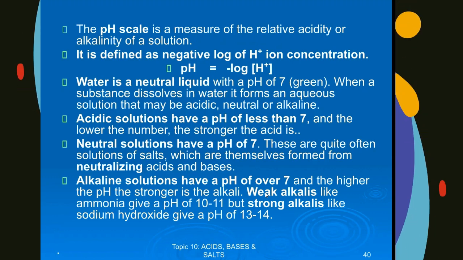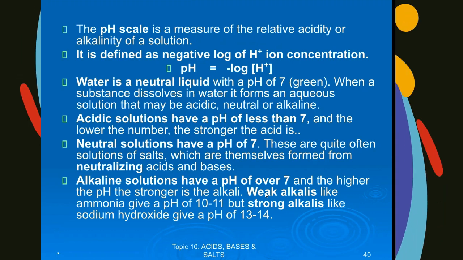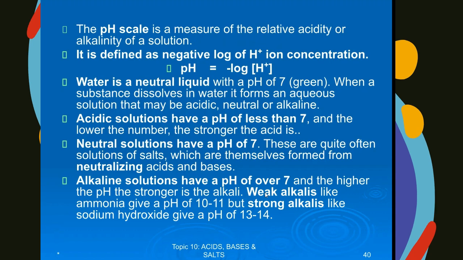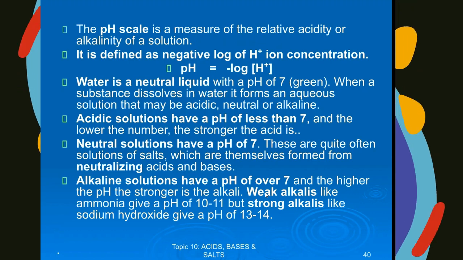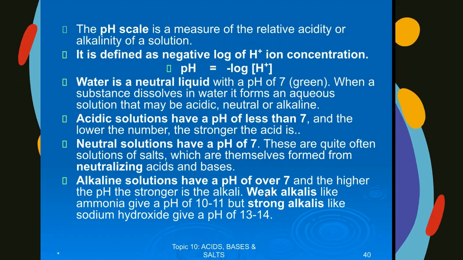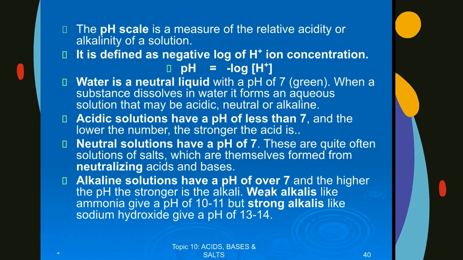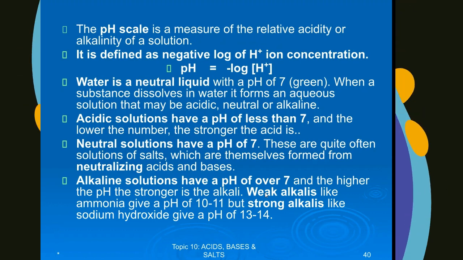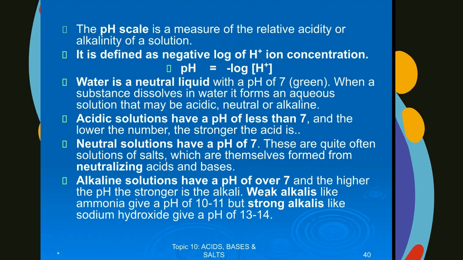Acidic solutions have a pH of less than 7, and the lower the number, the stronger the acid. When pH is 1, it is a strong acid. Neutral solutions have a pH of 7. These are quite often solutions of salt only, which are themselves formed from neutralizing acid and base. Then alkaline solutions, that is basic, have a pH of over 7. If the pH is higher, the alkali or base will be a strong base.